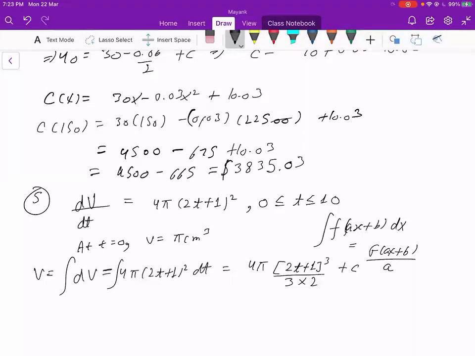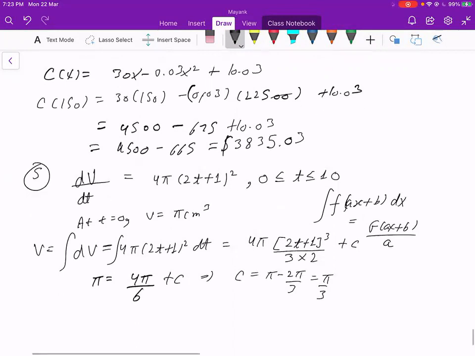Now they have given one of the boundary conditions that at t equal to 0, V is pi. So just substitute the values. You will get 4 pi by 6 into 2 into 0 plus 1 is 1, plus some constant c. And that would leave me with c being equal to pi minus 2 pi by 3, which is basically pi by 3. So my volume will become 4 pi (2t plus 1) whole cube by 6 plus pi by 3.